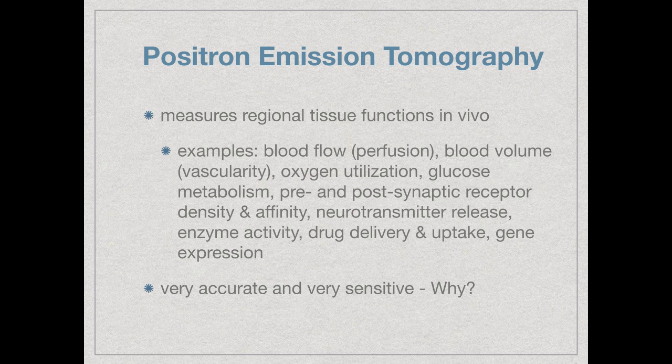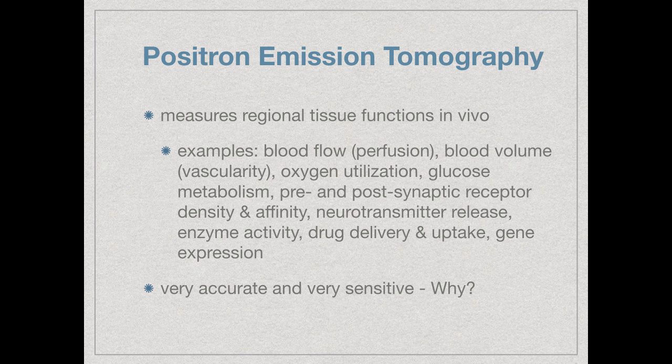And so positron emission tomography measures regional tissue functions in vivo. So you can get blood flow, which is perfusion, blood volume, vascularity, oxygen utilization, glucose metabolism, pre and post synaptic receptor density and affinity, neurotransmitter release, enzyme activity, drug delivery and uptake, gene expression. So you can get all of that information. It's a molecular imaging technique. However, you must have a contrast agent that will tell you all of those different things.